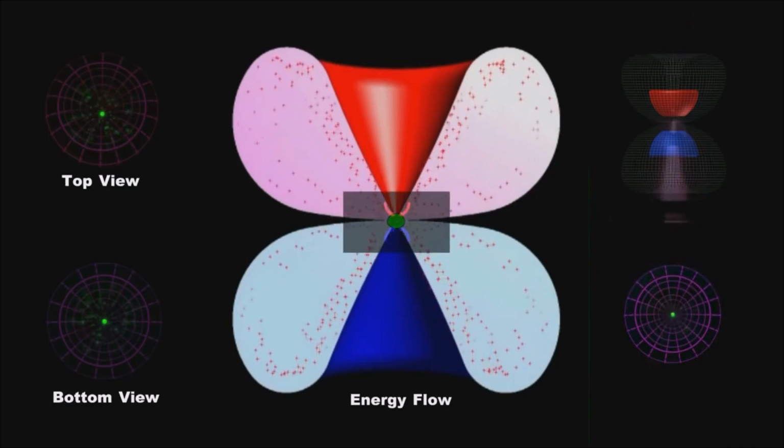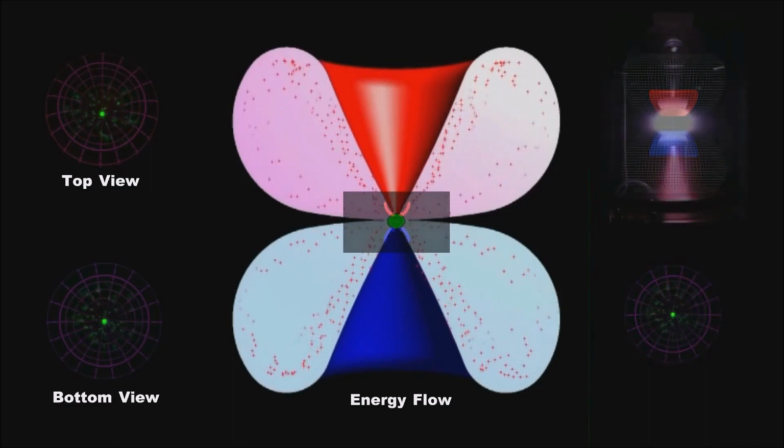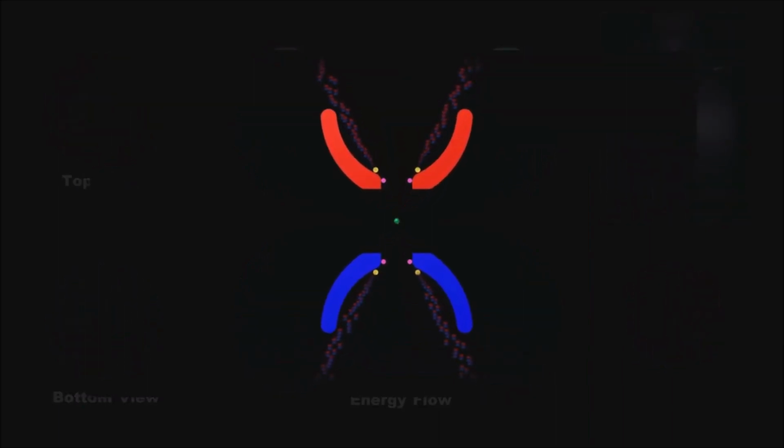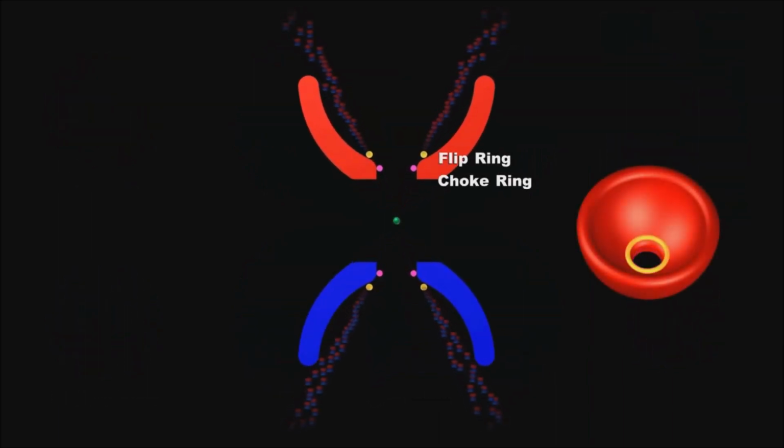Now around the core of this photon we have the bowl-shaped magnetic field emitters that were first revealed in the Primer Fields Part 2. Then as we zoom in on the core of our photon, we see the flip ring and the choke ring.